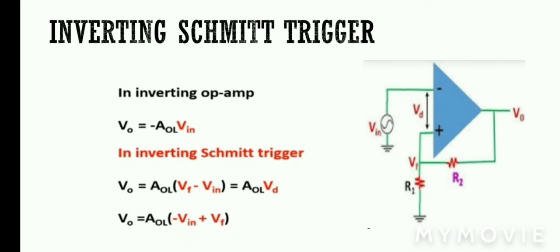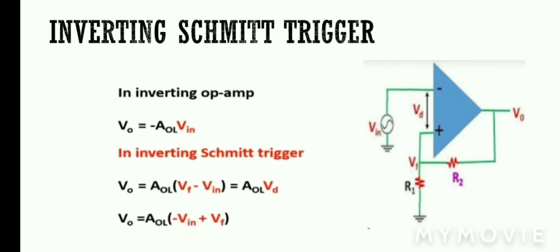As the name suggests, in the inverting Schmitt trigger circuit, the input voltage signal is applied at the inverting terminal of the operational amplifier, and through resistance R2 the positive feedback is provided, and R2 is connected with the non-inverting terminal of the operational amplifier to provide the positive feedback. Here Vf is the feedback voltage and it comes across the resistance R1. Vd is the input differential voltage and Vd equals Vf minus Vin from the circuit.